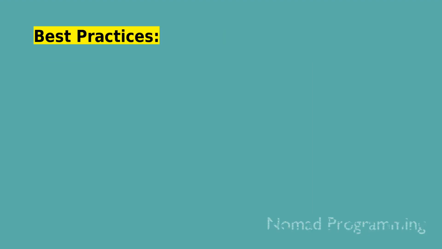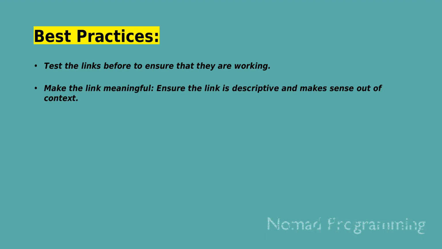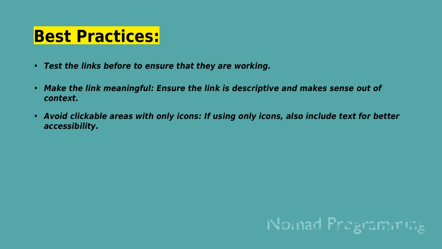Best practices. Always test your links to ensure they direct users to the correct destination and function properly. Regularly check for broken or outdated links to maintain a smooth user experience. Ensure descriptive links. Make sure each link is meaningful and descriptive enough to convey its purpose even when viewed out of context. Avoid vague link text like "click here." Instead, use descriptive phrases that inform users about the link's destination.